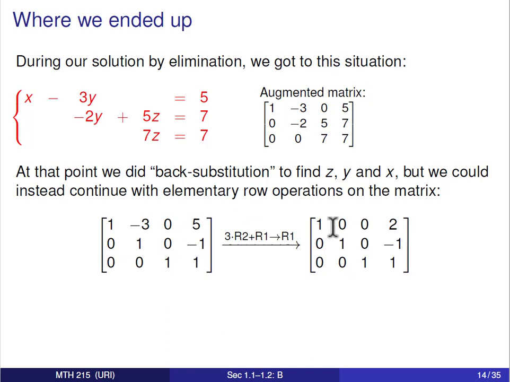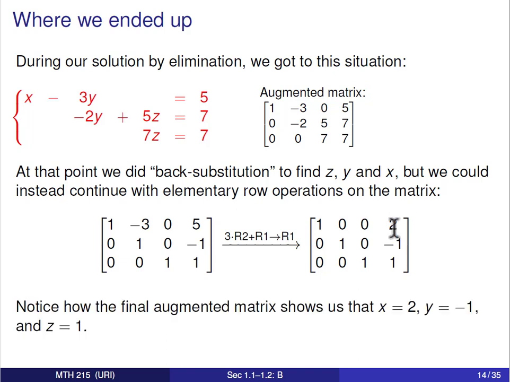0 plus 0 gives us 0, and then 5 plus 3 times -1, 5 plus -3 gives us positive 2. And so that first row corresponds to the solution x equals 2. We see that the solution we have, x equals 2, y equals -1, and z equals 1, is exactly the solution we had from our solution by elimination.